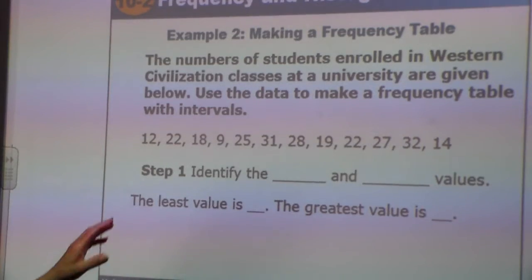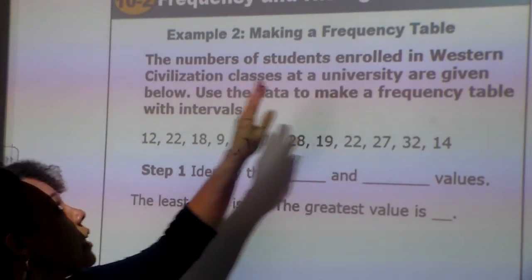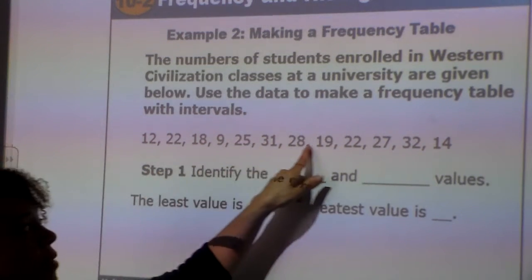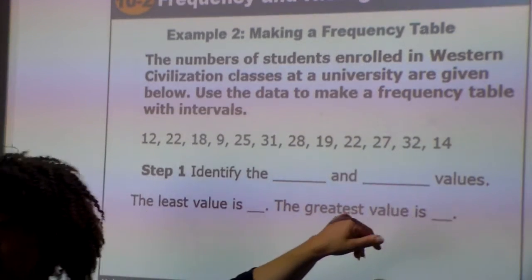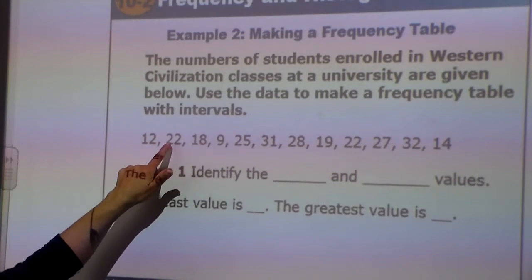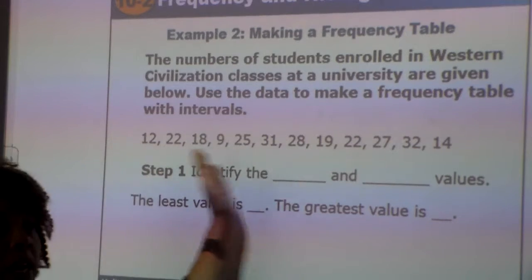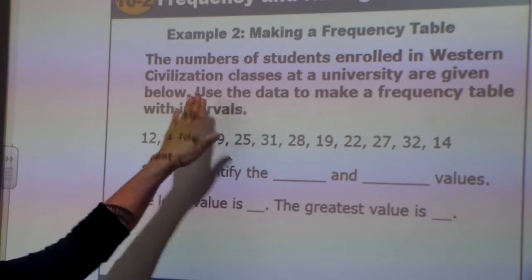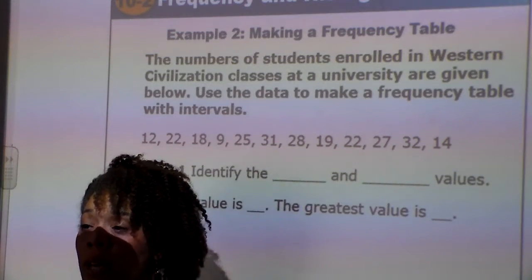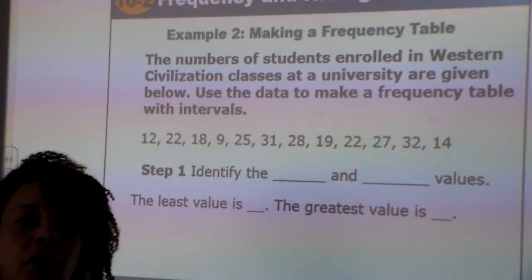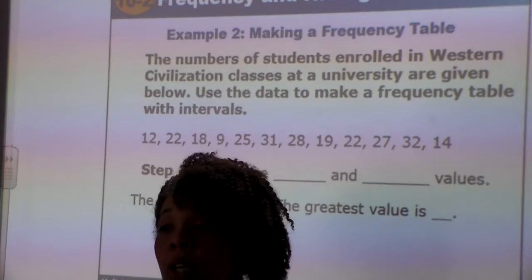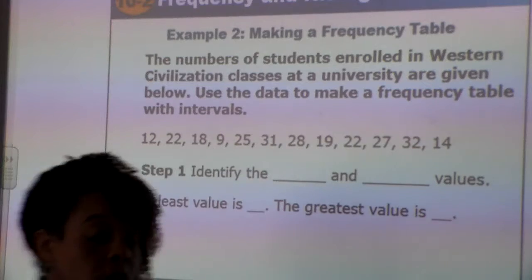This example says here, the number of students enrolled in Western civilization classes at a university are given below. This probably tells me that one class has 12 students, one class has 22 students, one class has 18 students, and so on, okay? Use the data to make a frequency table with intervals. So that's what we'll be doing. Today I won't be talking as much about the intervals, but I will be talking about how to put the data in. Another video and another lesson will show you how to create the most appropriate intervals.